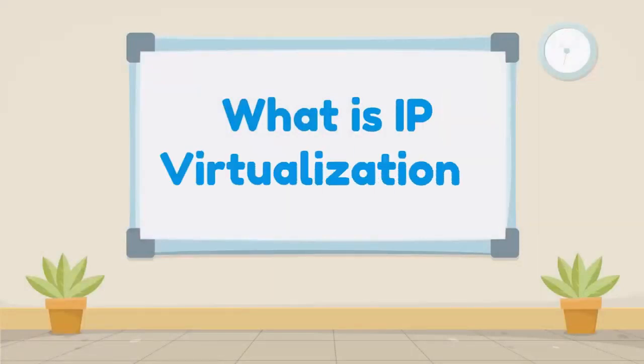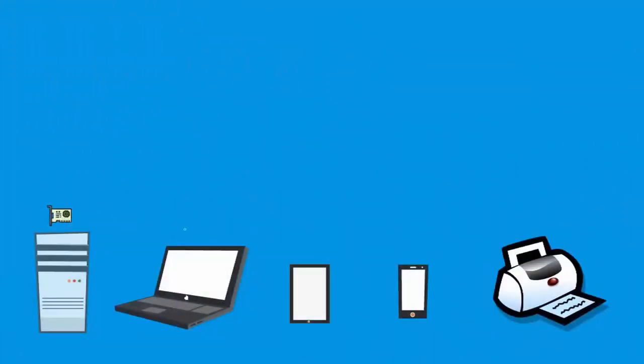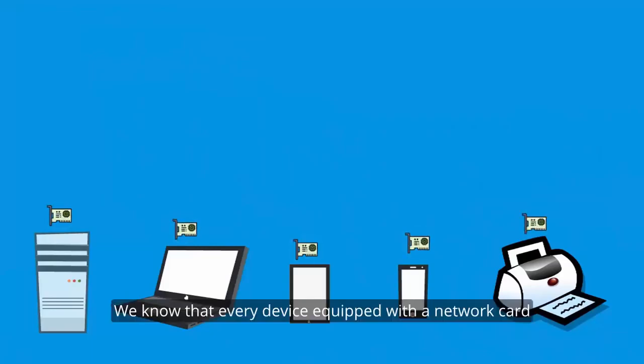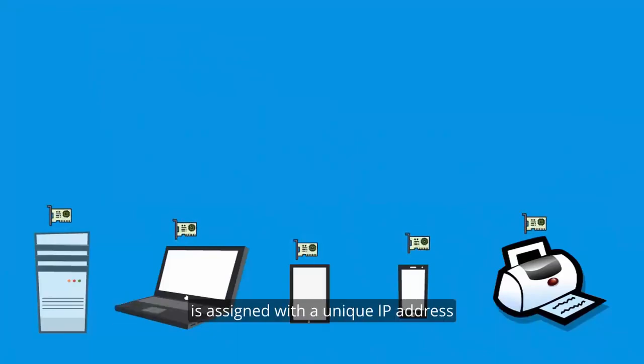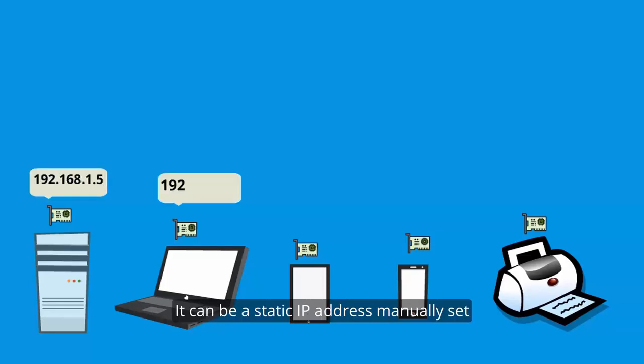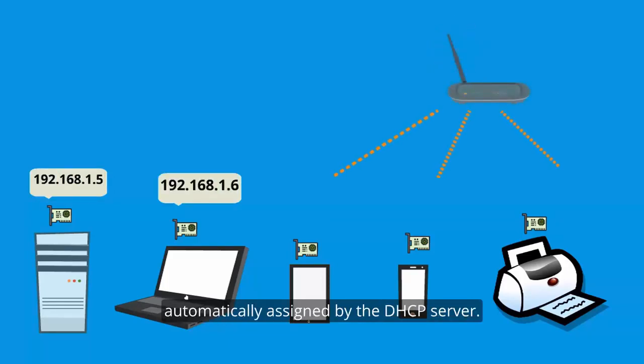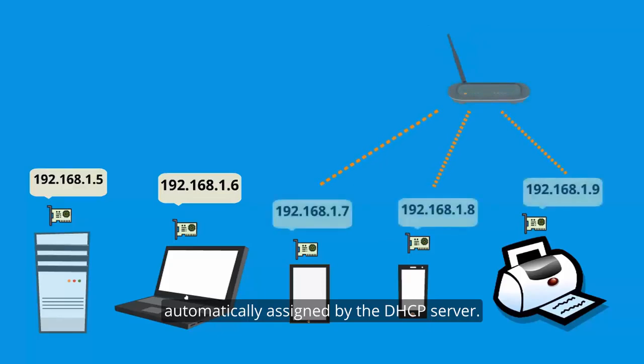What is IP virtualization? We know that every device equipped with a network card is assigned a unique IP address when connected to a computer network. It can be a static IP address manually set or a dynamic IP address automatically assigned by the DHCP server.